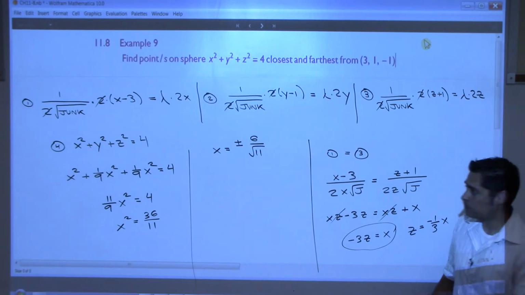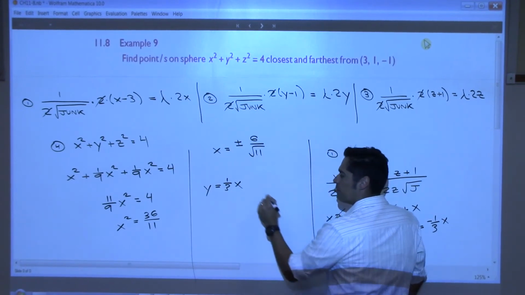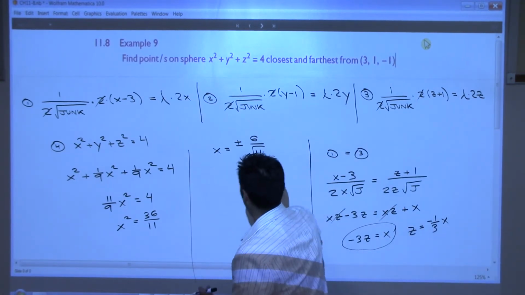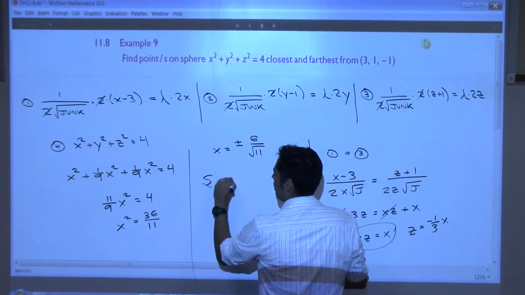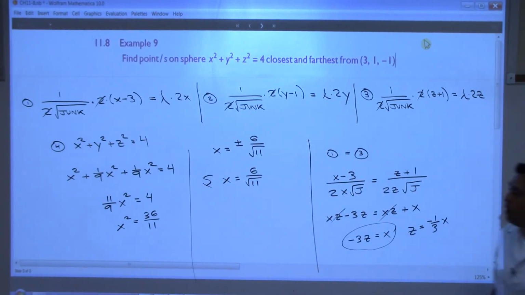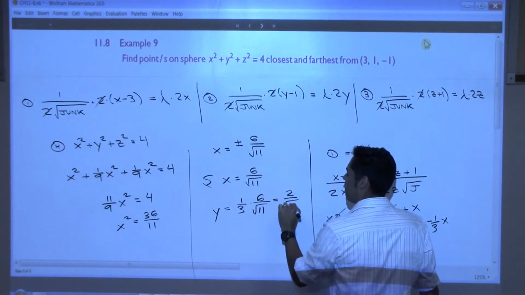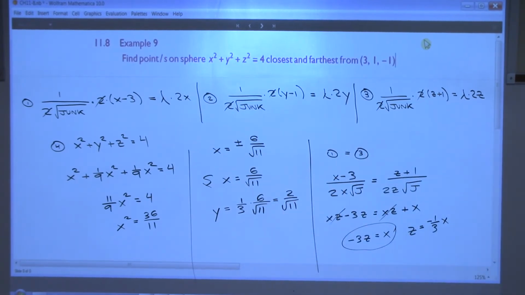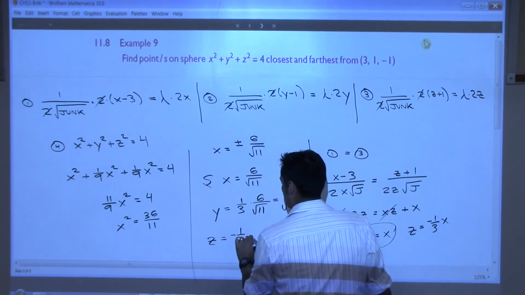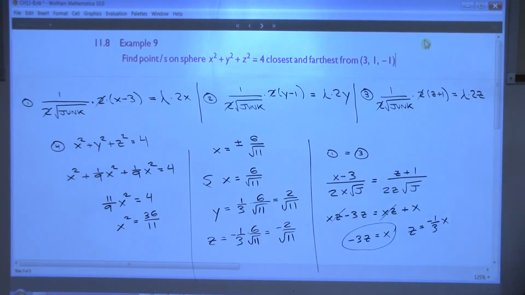Now, how can I get y? Remember what y was? I just erased it. It was 1 third x, wasn't it? So multiply this by 1 third. Let's do this. There's two cases, right, here? Let's suppose x is the positive one first, and then we'll come and do the negative one. If x is positive 6 over root 11, then y must be 1 third of that, right? Which is just 2 over root 11. And then z must be negative 1 third times x, so negative 2 over root 11. That's from here.